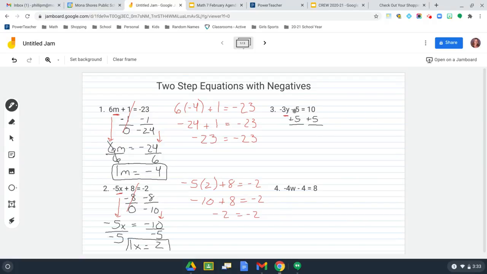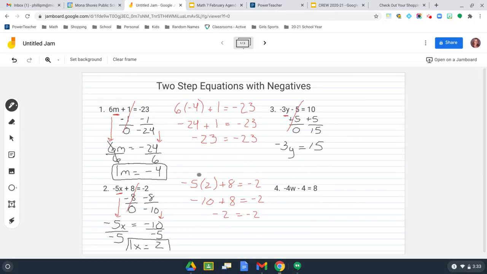Negative 5 plus 5, 0. 10 plus 5, 15. All right, I know I can cross this out. It's gone. Now what do I have left? Negative 3y equals 15.